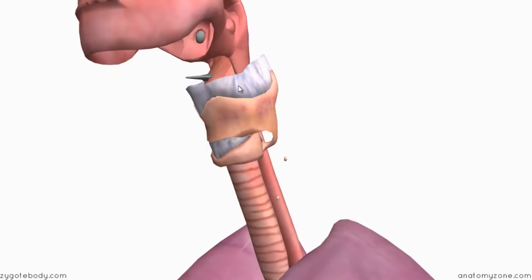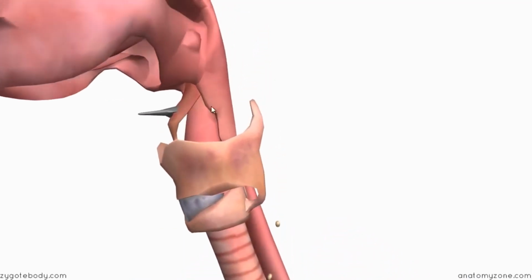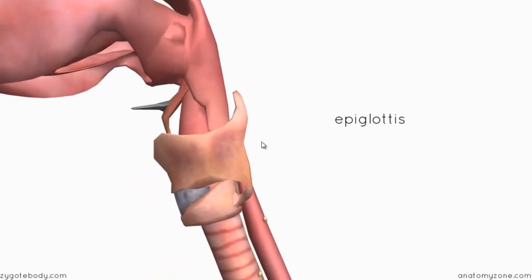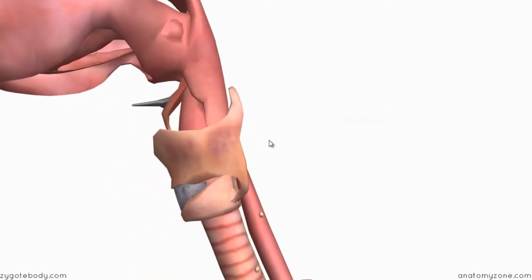If I remove the thyrohyoid membrane, we can take a look at the first cartilage. You can see this cartilage here. This is called the epiglottis. Remember I mentioned at the beginning that one of the functions of the larynx is to protect the respiratory system. The epiglottis is essential because it can close the opening to the larynx by flapping over, and so protect it from any food entering the mouth.